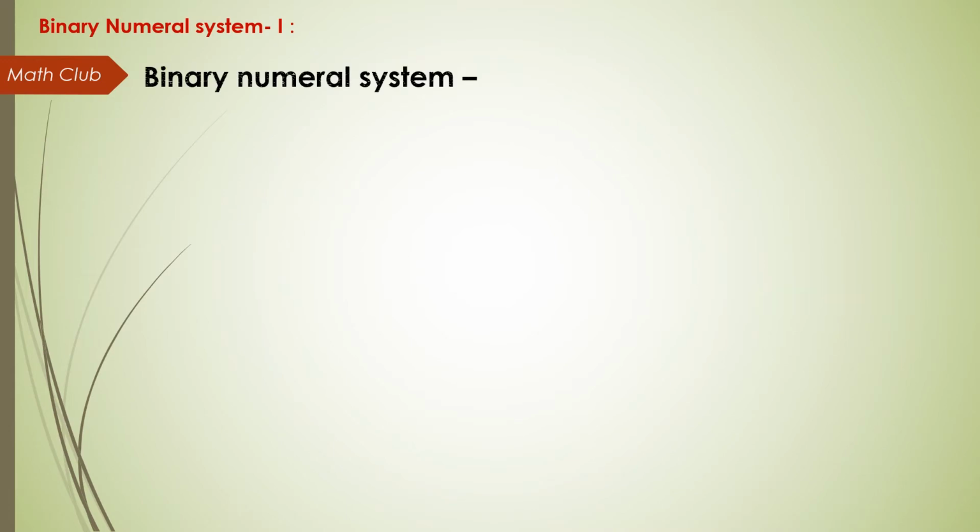Binary numeral system. This numeral system uses only two symbols, 0 and 1, to represent a number. Hence, it is a base 2 numeral system. Each symbol is referred to as a bit, and any number is represented by a sequence of bits. The binary numeral system is used by all computers and computer-based devices.